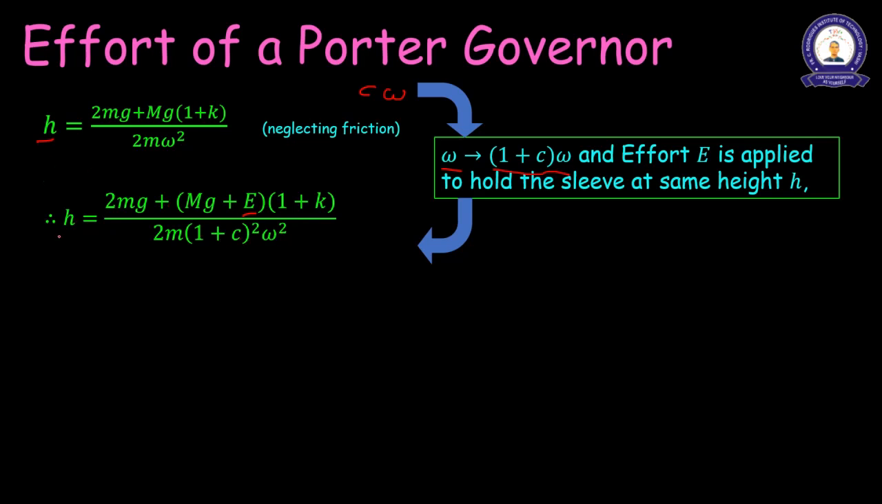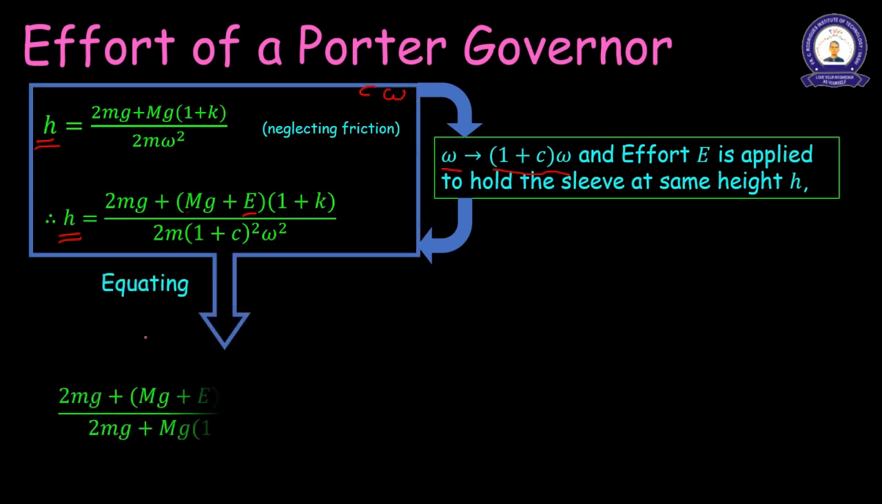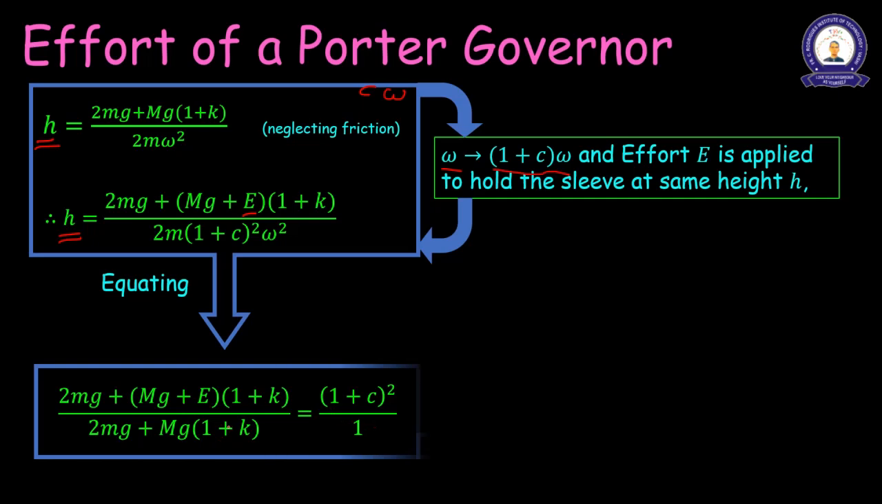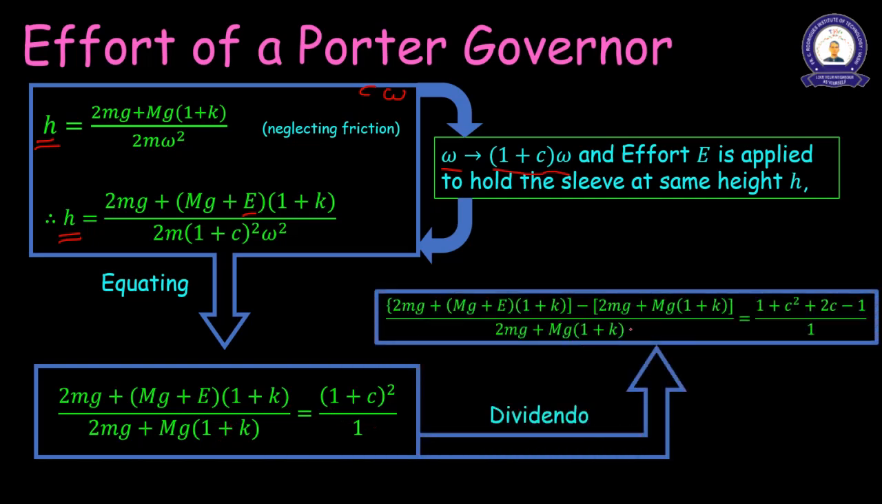Now both these heights are equal. So we can equate these two equations. So we will try to equate them. By equating, we will get the equation (2mg plus E) into (1 plus k) divided by (2mg plus Mg) into (1 plus k) is equal to (1 plus c) bracket square divided by 1. So now we will apply the dividend rule here and we will get the equation by expanding this bracket (1 plus c) square. We will get this equation.